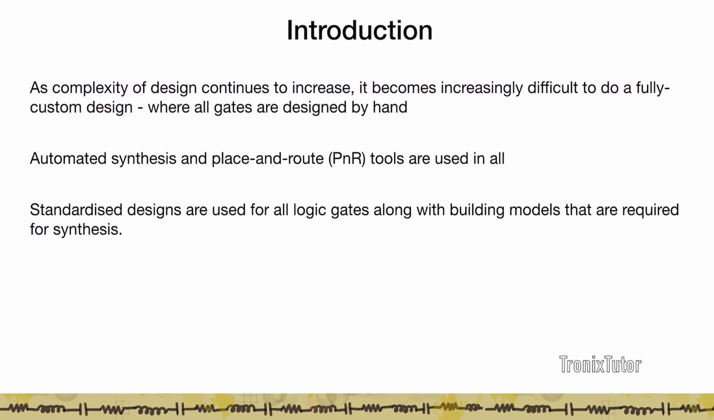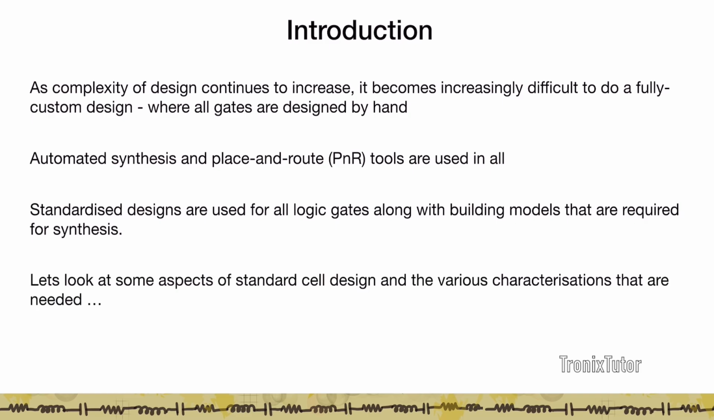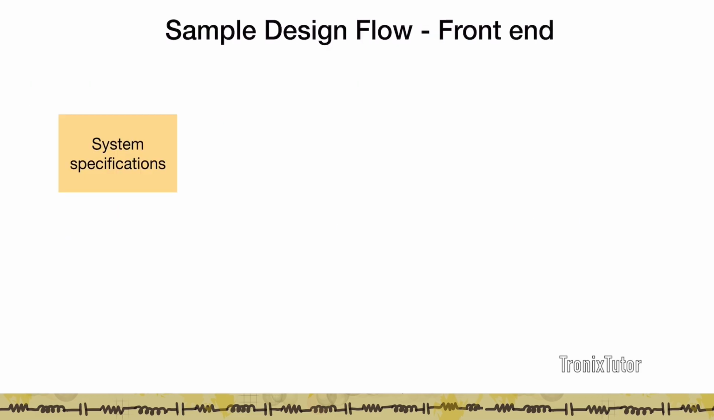And so what we have is, for all logic gates, we have standardized designs available, and models are built on those standardized designs, which are then used for timing analysis, area analysis, power analysis, etc. So what we'll do now is we'll look at some aspects of standard cell design and look at what kind of characterizations are typically done on these standard cells. So first, let's talk about a typical design flow.